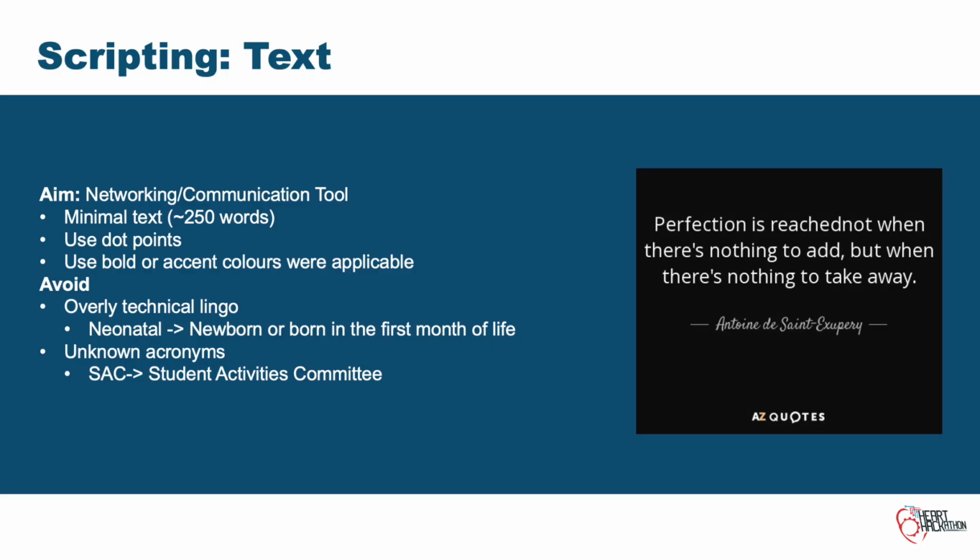In this aim of trying to be a networking and communication tool, the idea of a graphical abstract is that, like abstracts, you want very minimal text, potentially up to 120 words. But this time, people are only skim reading it. So you really want to use dot points, and where there are key points that you want someone to notice, use bold or accent colors.